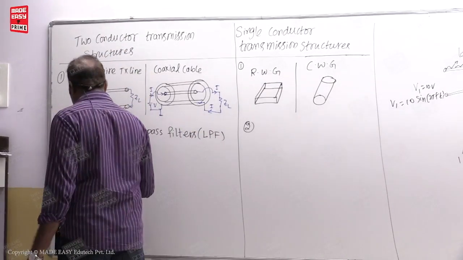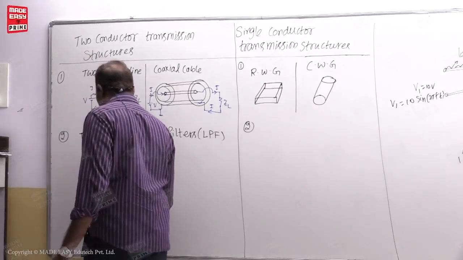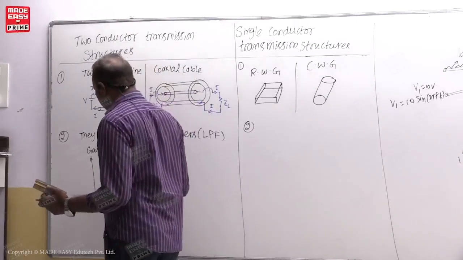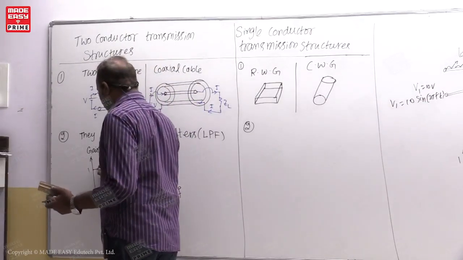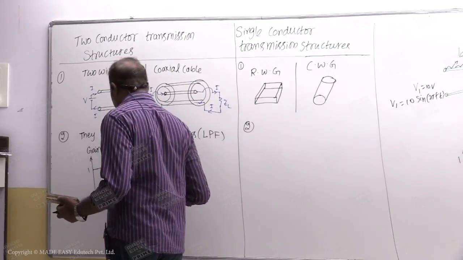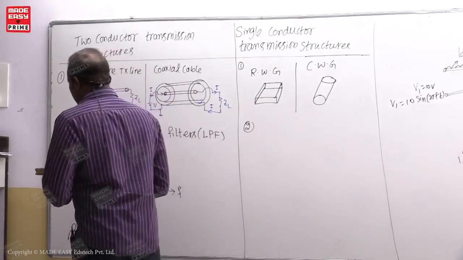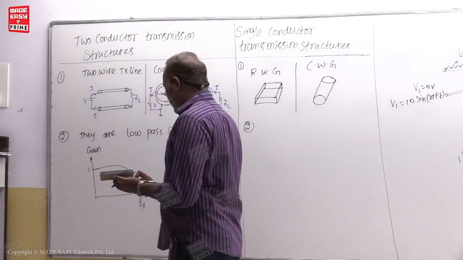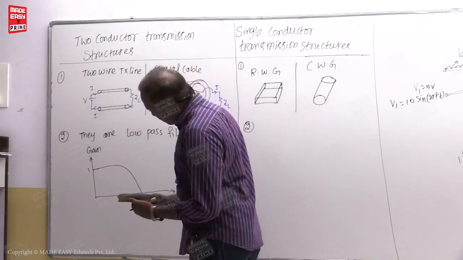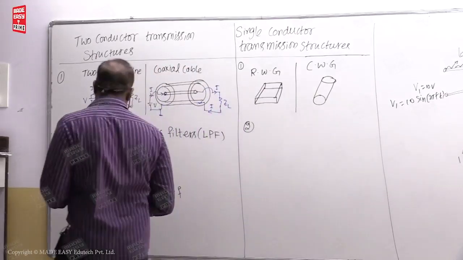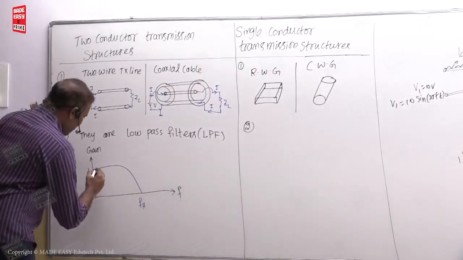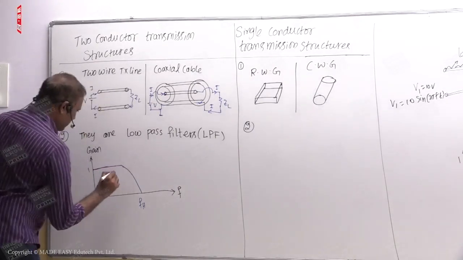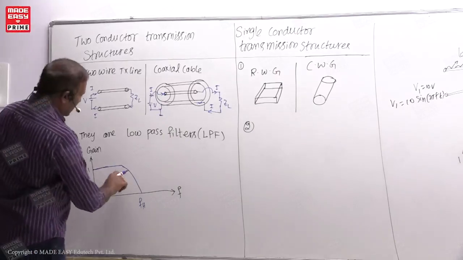Now here if I draw the gain versus frequency, then the plot is like this. Gain is 1 at low frequency onwards, then gradually it becomes 0. This is called the cutoff frequency FH. Now, is it flat? Like this it is coming.